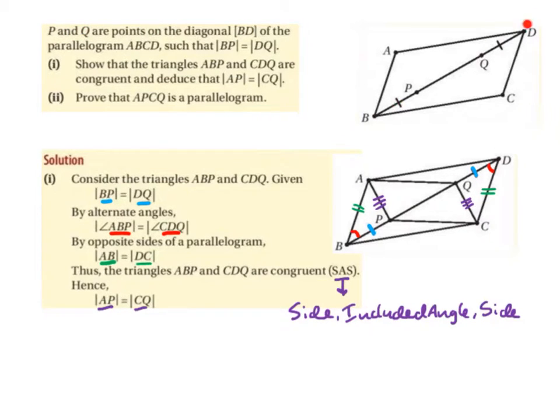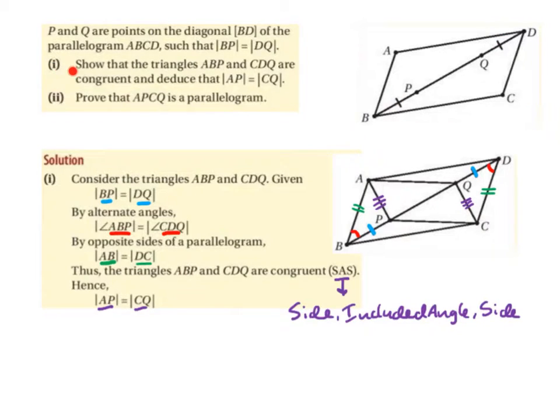So this is the diagonal BD, and P is one point on the diagonal BD, and Q is another point on the diagonal BD. And the distance from B to P is equal to the distance from D to Q. So that's why we have these little lines indicating equal length.